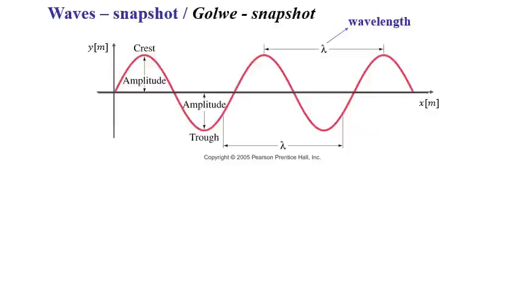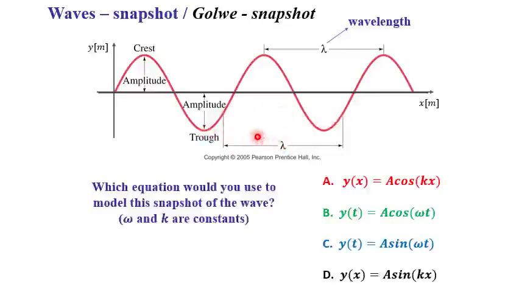Okay, here we have a snapshot of a wave, a few new terms for you. We call the top of the wave the crest and the bottom of the wave the trough. From there to there would be one cycle, so we call that one wavelength. Can you tell me which equation you would use if you were to mathematically model this snapshot of the wave? In these equations, the angular frequency and the wave number are constants. Which would you choose? Pause now.